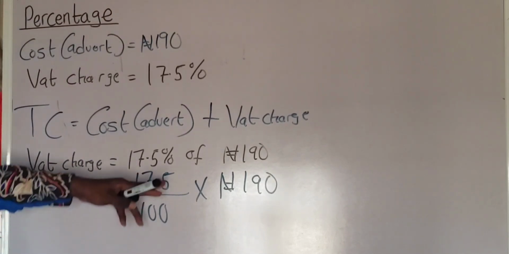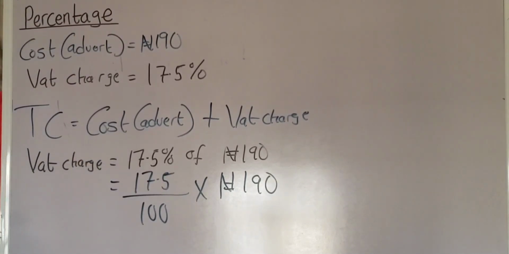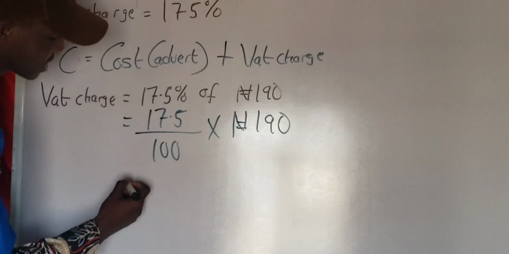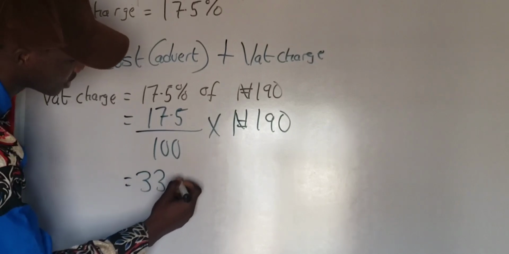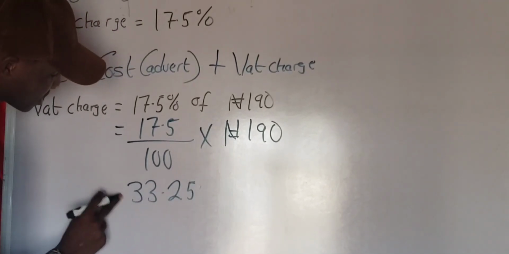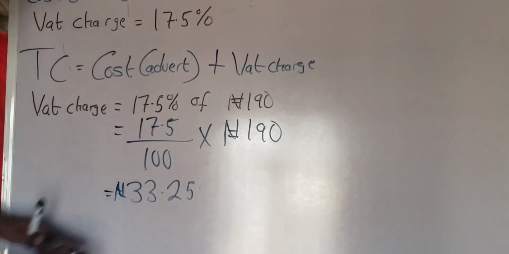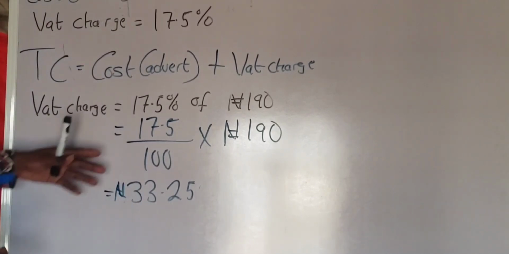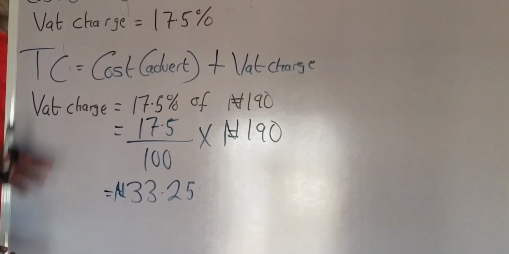Don't forget, in our previous class, I explained what is meant by percent. You understand? When we are changing percentage to fraction, we divide by what? 100. So if you punch your calculator, you are going to get 33.25 naira. So now this is the VAT charge. Are you paying attention? So we can now determine the cost.